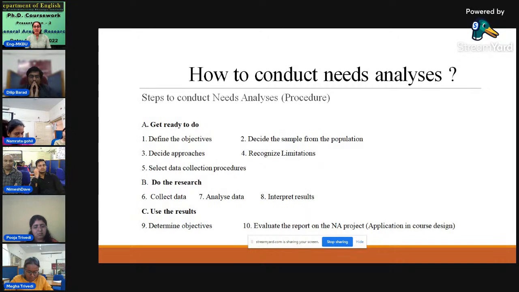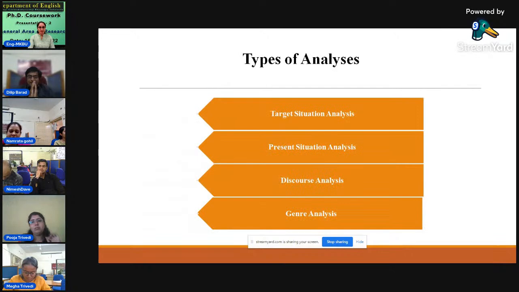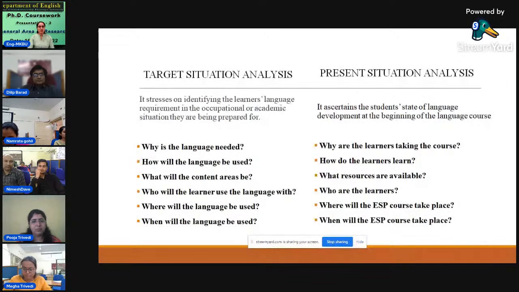The third stage is very important: what kind of data we have collected and what kind of findings we have. We have to use those findings. The application of the results of the collected data should be applicable to the course design, because it is the basic root on which we can create the course for specific purposes. These are various types of analysis. In short, by comparing these types of analysis, we can get a better idea.